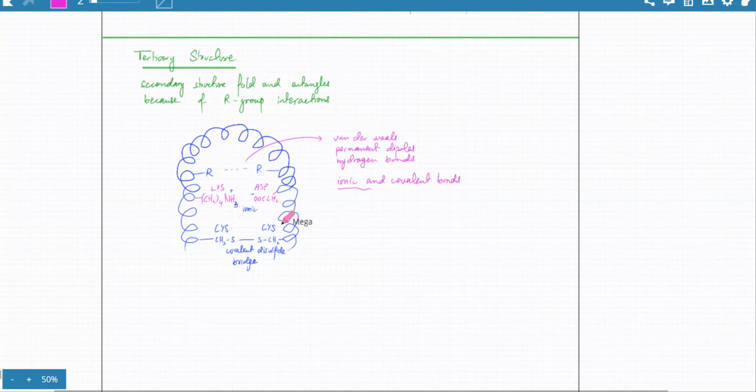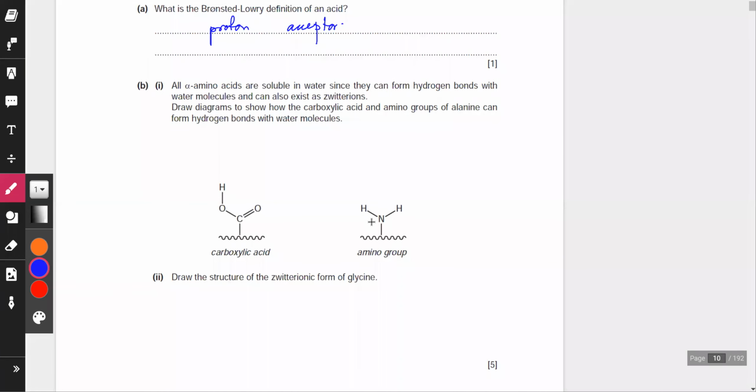Okay, we'll continue with the papers. We're almost done with organic now. He's talking about zwitterions. We're going to do zwitterions in the next class then.